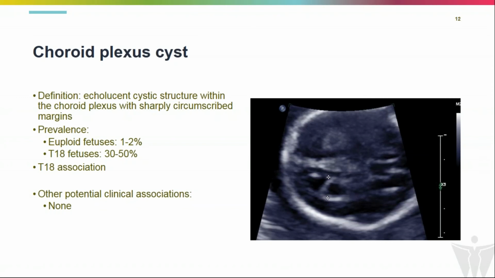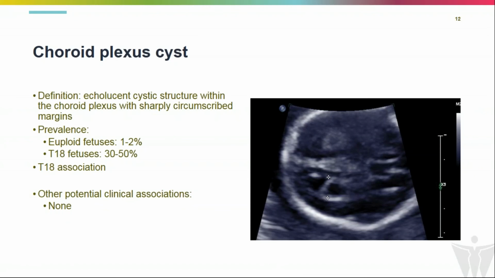Beyond this, there are no other potential clinical associations. Of note, it's pretty rare to have a trisomy 18 fetus with just an isolated choroid plexus cyst. Because of the severity of trisomy 18, you're usually going to see other findings in those fetuses.